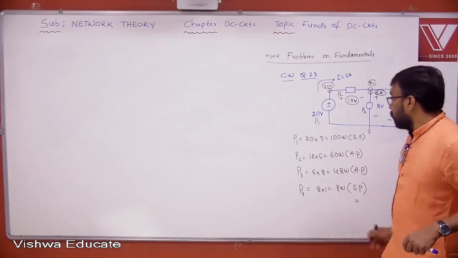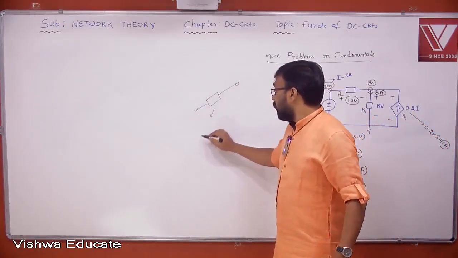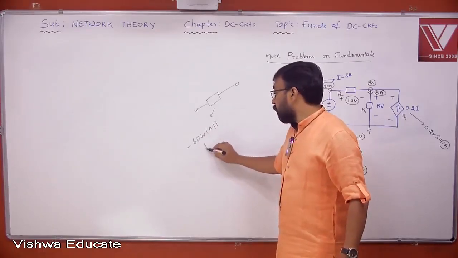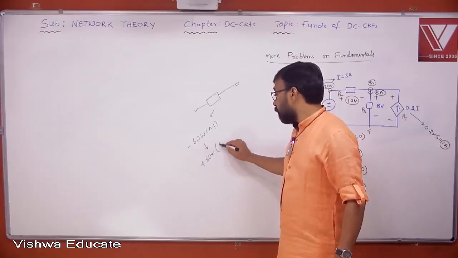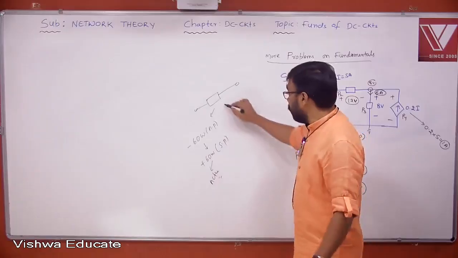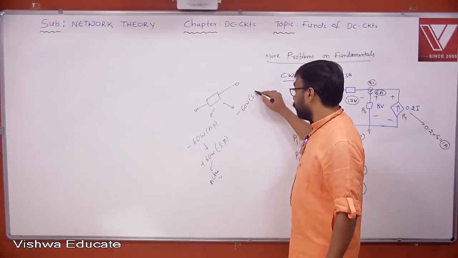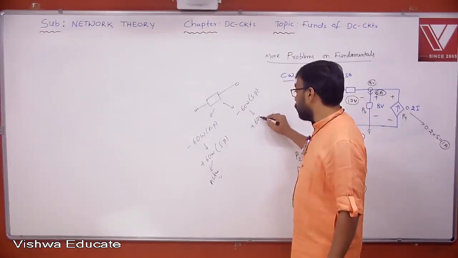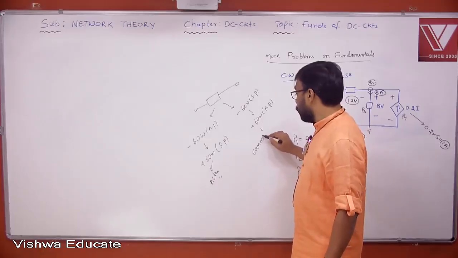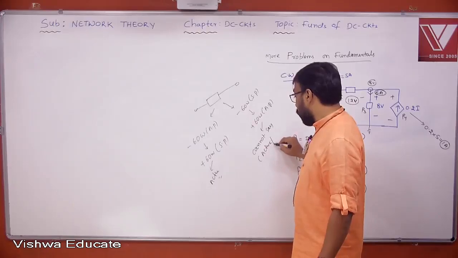Particularly in the case of a multi-source network, I cannot comment anything on that. But if I ask you, there is an element absorbing minus 60 watt. What do you say? Plus 60 watt supplying. Therefore, it is an active element. Yes or no? There is an element which is actually minus 60 watt supply. That means plus 60 watt absorbed. Cannot say. It might be either active or passive.